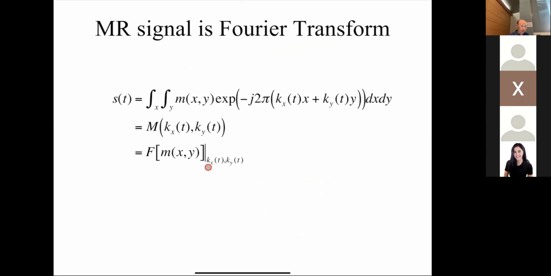So the bottom line is the MRI signal is the Fourier transform of our object. The signal is equal to the magnetization multiplied by this complex exponential, and it's a function of time, because I'm going through k_x and k_y as a function of time. And so therefore, I can say the MRI signal is simply the Fourier transform at k_x of t, k_y of t. Or else I can write it this way: the Fourier transform of M_xy evaluated at k_x of t, k_y of t. So this is pretty remarkable that just using gradients and RF coils, you can make it so that the signal coming off the MRI system is essentially the Fourier transform of your object.